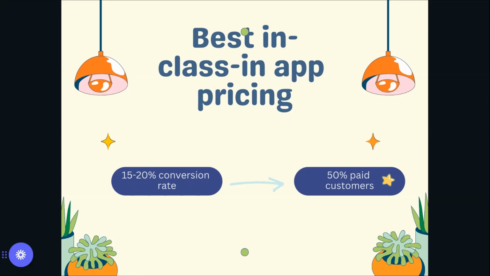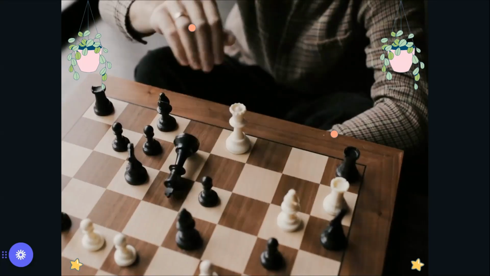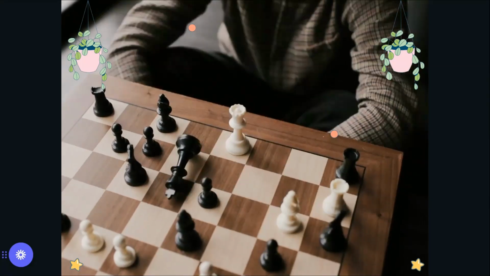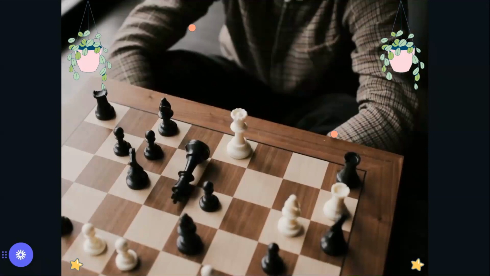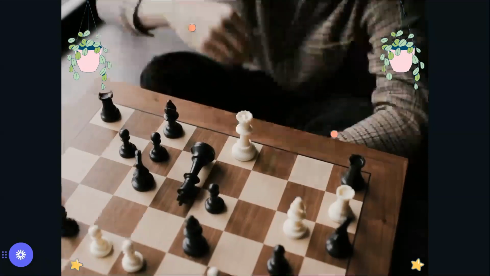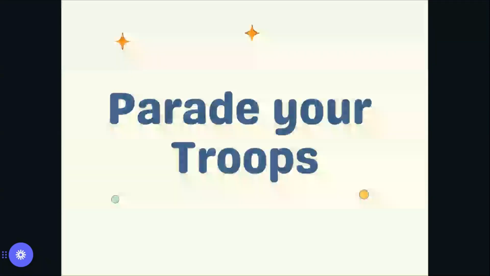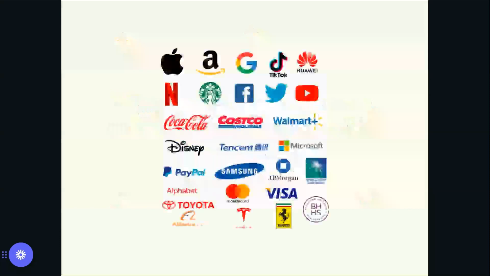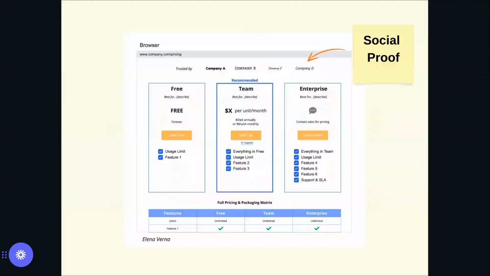And if you think of your pricing page as a chessboard and you're the grandmaster, here are some moves to consider. First, it's to parade your troops. Showcase any customer logos, especially if they're easily recognizable. It's an excellent way of showcasing social proof, and it's a powerful psychological trigger that reassures potential customers about the credibility and reliability of your offering.